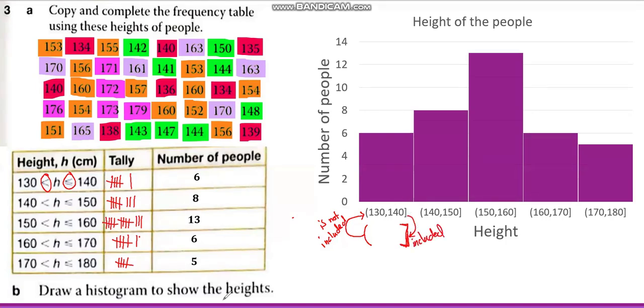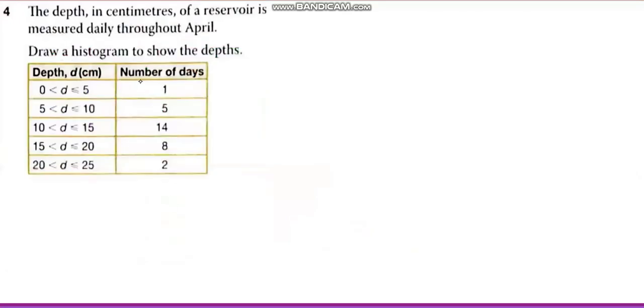Now let's proceed to the next question. In the next question, we are already given the frequency. It says the depth in centimeters of the reservoir is measured daily throughout April. So it says how many days the depth was from 0 to 5, and then similarly up to so on. So we have to draw the histogram.